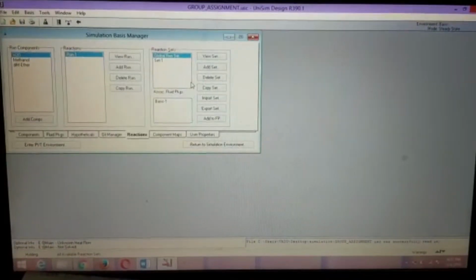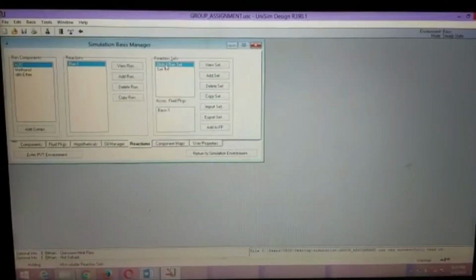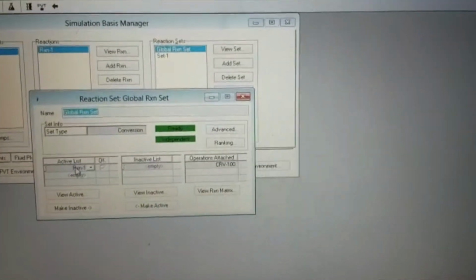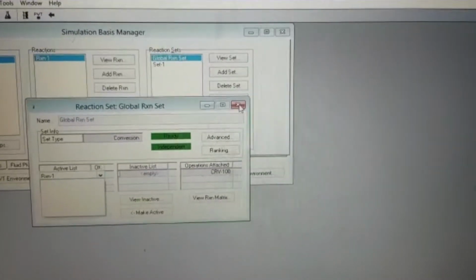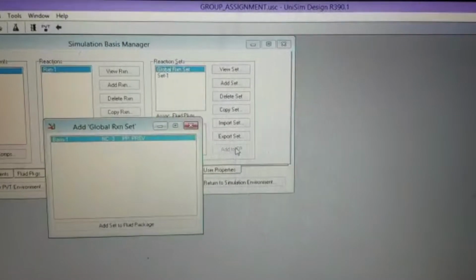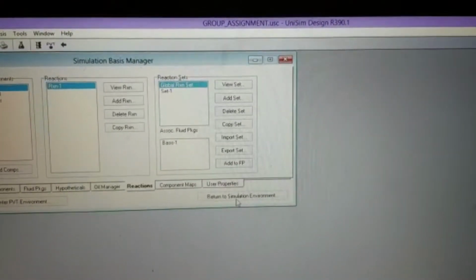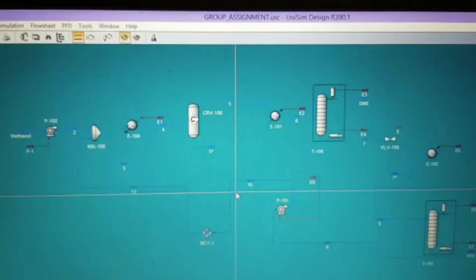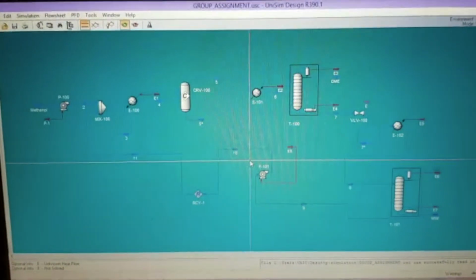Next, we have to do the reaction set, which is the global reaction set, and we need to activate the list, which is reaction 1. After that, we need to add the fluid package here. Then we have to return to the simulation environment. This is the process flow diagram that we constructed in Unisim.